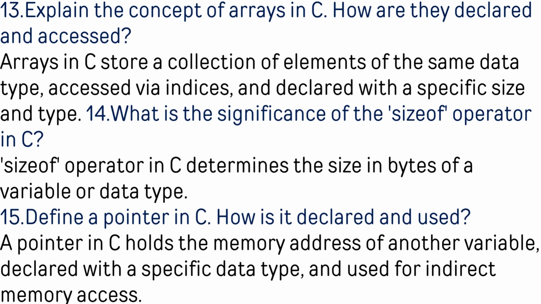15. Define a pointer in C. How is it declared and used? A pointer in C holds the memory address of another variable, declared with a specific data type and used for indirect memory access.